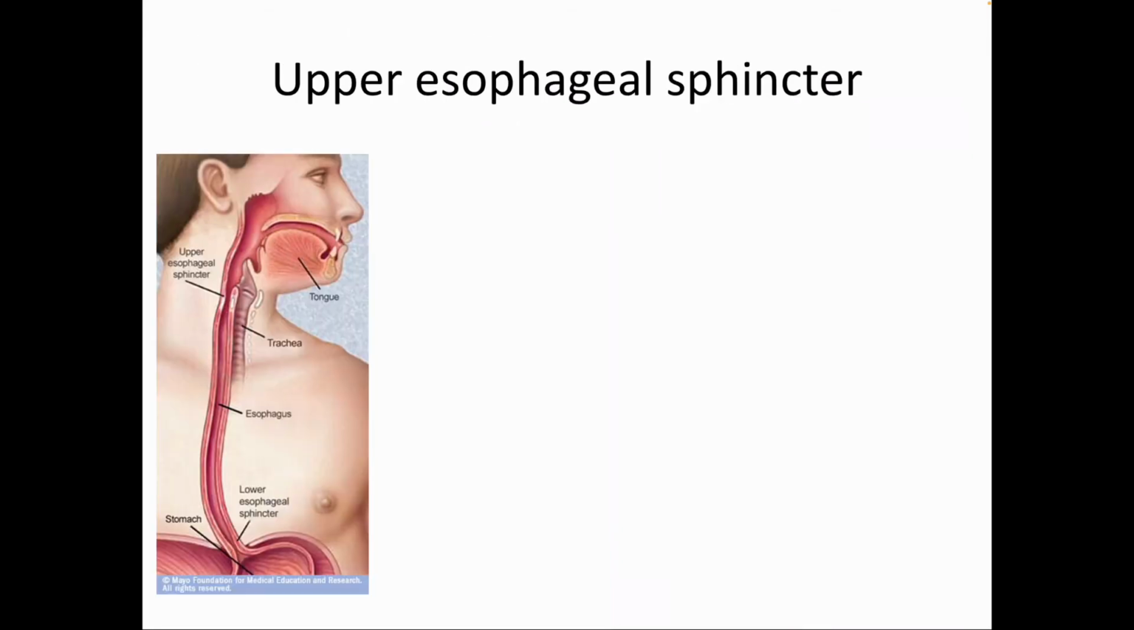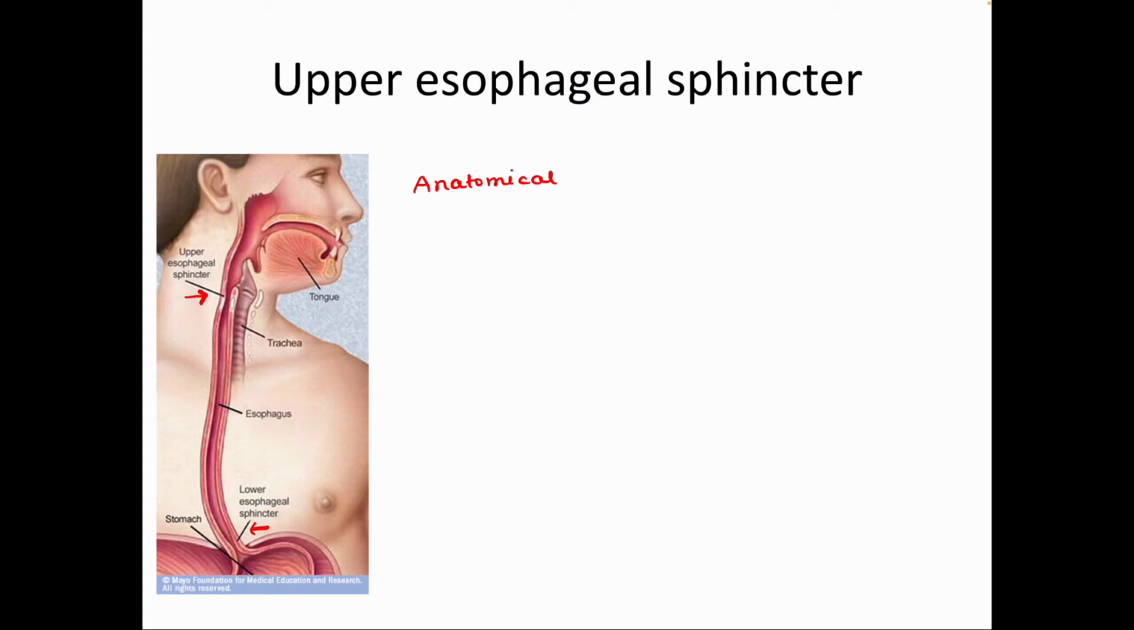Concept of the upper esophageal sphincter. In the esophagus, we have two sphincters. One is the upper esophageal sphincter and second is the lower esophageal sphincter. Upper esophageal sphincter is the anatomical sphincter. Okay, there is an anatomical narrowing of the upper esophagus. That's why we call it anatomical sphincter.